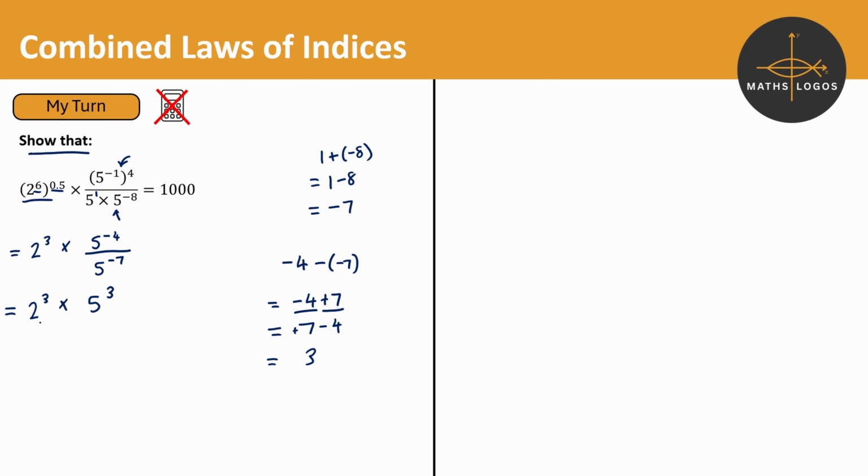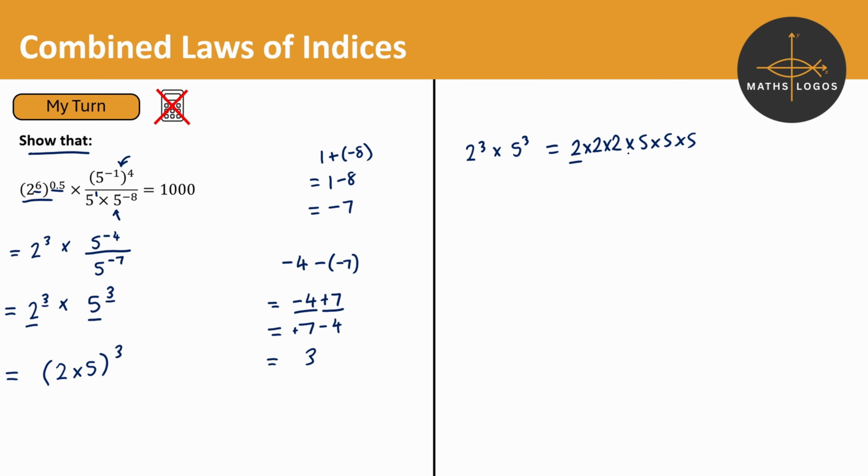Now from here, what we can do is even if we have different bases, which we do in this case, 2 and 5, if we have the same index, we can rewrite this calculation as 2 multiplied by 5 all to the power of 3. And just to show you why that's the case, if I had 2 to the power of 3 multiplied by 5 to the power of 3, what I've really got is 2 multiplied by 2 multiplied by 2, and 5 multiplied by 5 multiplied by 5.